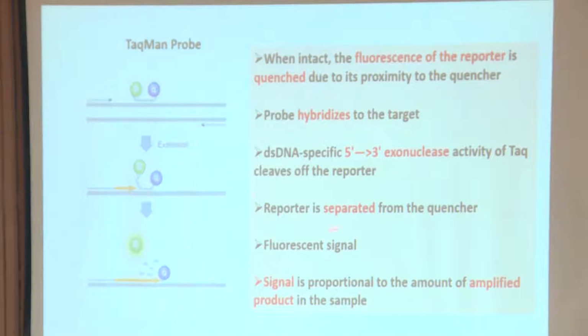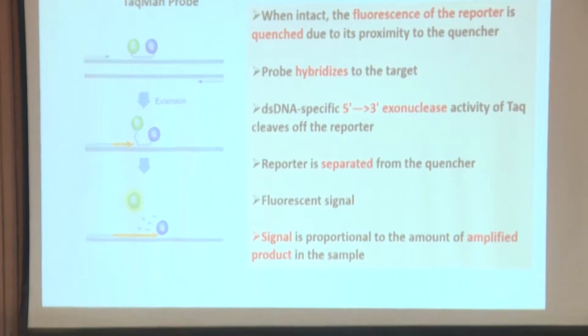Okay. Double stranded specific 5 prime to 3 prime exonuclease activity of Taq, it cleaves off the reporter. Rather, it disintegrates the probe. Okay. After disintegration, what happens? Reporter separate, quencher separate, the few nucleotides also removed. Correct? The reporter is separated from the quencher. When they are away from each other, the reporter gives you fluorescence. Okay? So, fluorescent signal. The signal is proportional to the amount of amplified product in the sample. Let us see how it happens. Next slide.